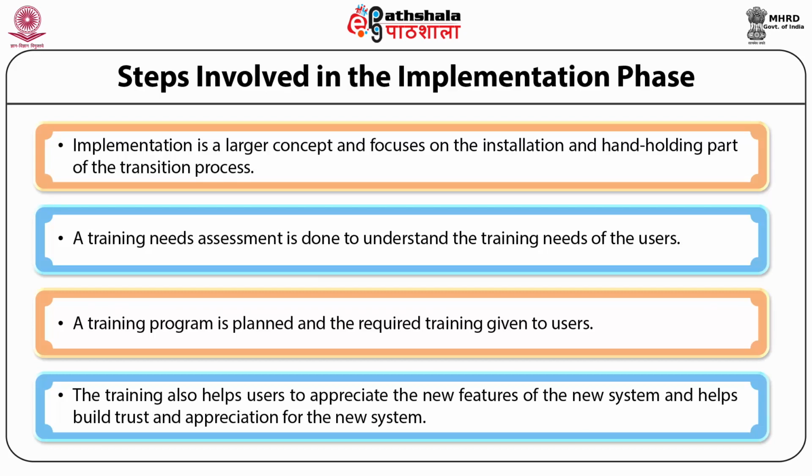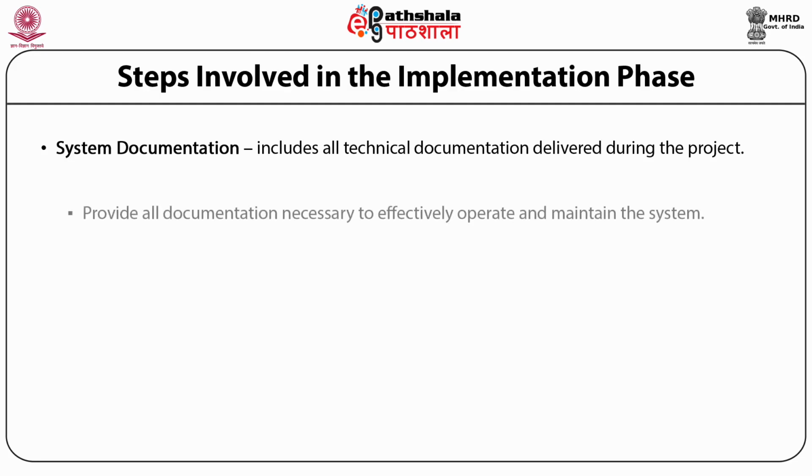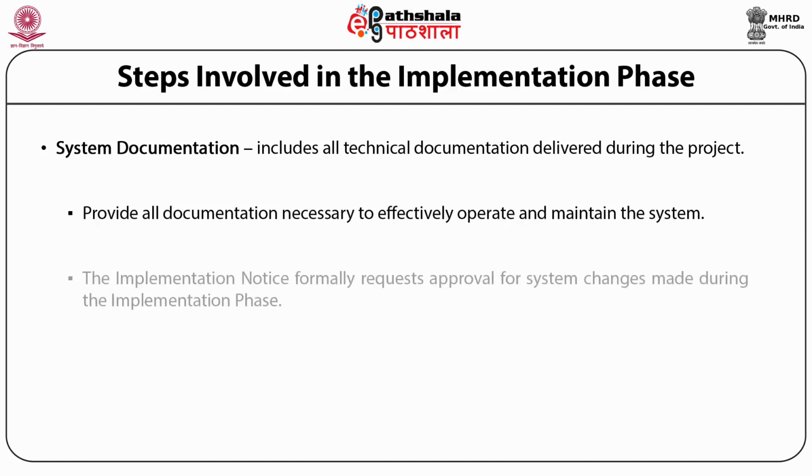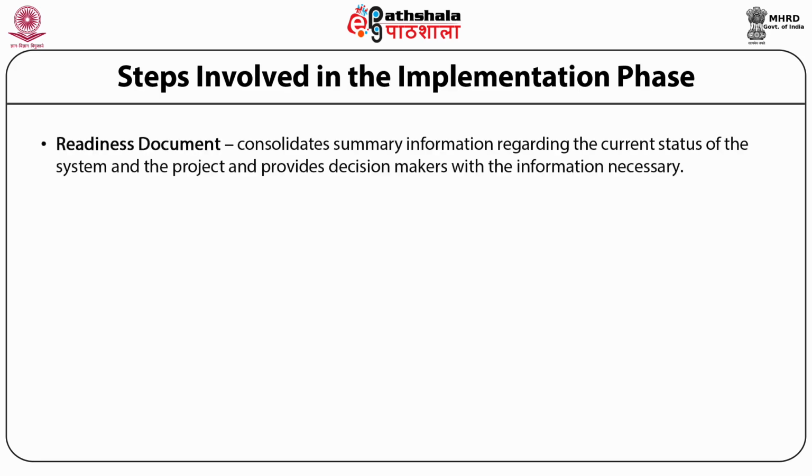System documentation includes all of the relevant technical documents that are delivered during the project. They provide documentation which is necessary to operate and maintain the system. So this comprises the implementation notice, which formally requests approval for changes in the system made during the implementation phase. Then there is the readiness document.